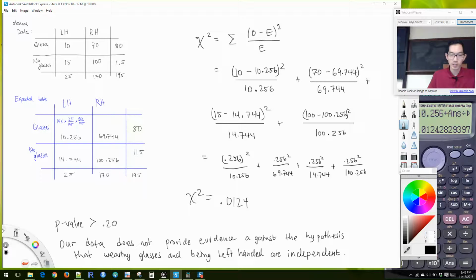Okay. Are there any questions on all of this? Is this okay? All of this measuring discrepancy between counts of observed and expected?